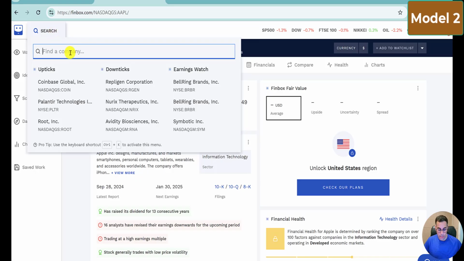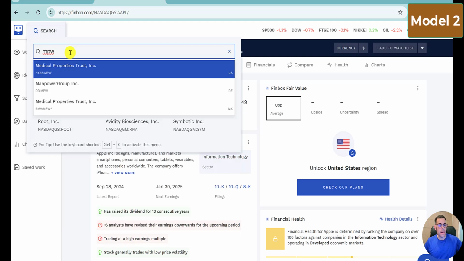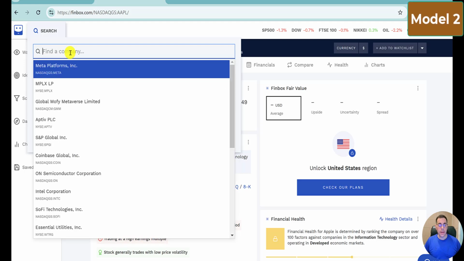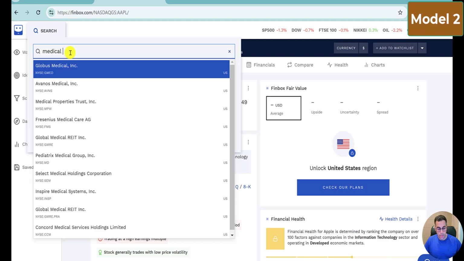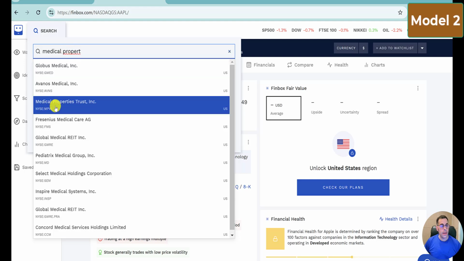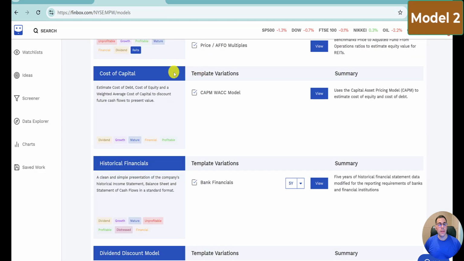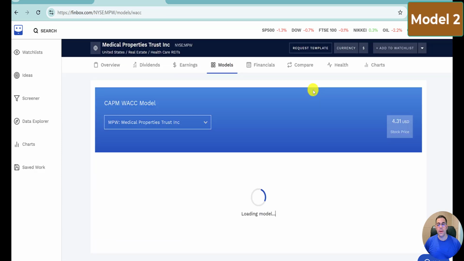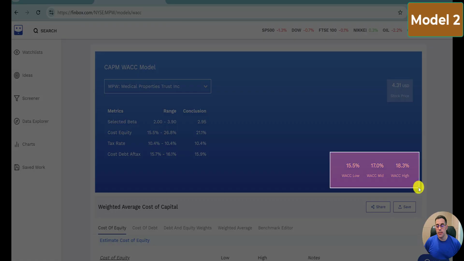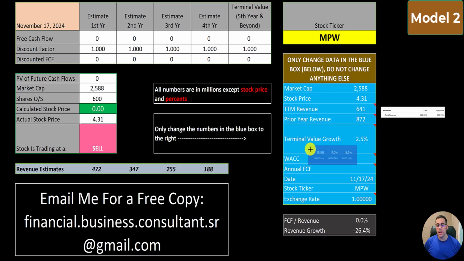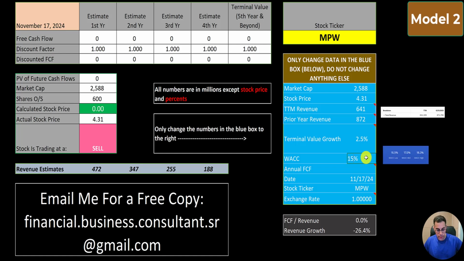Let's go to search, type in the ticker, MPW, Medical Properties Trust. If you don't know the ticker, you could type in the company name, Medical Properties, and it's right here. Now let's go to Models, scroll down to Cost of Capital, hit the View, and it's really high. Let's copy this. Let's use the lower one because it's so high. All 3 are so high. 15.5. That's the WACC, the discount rate.